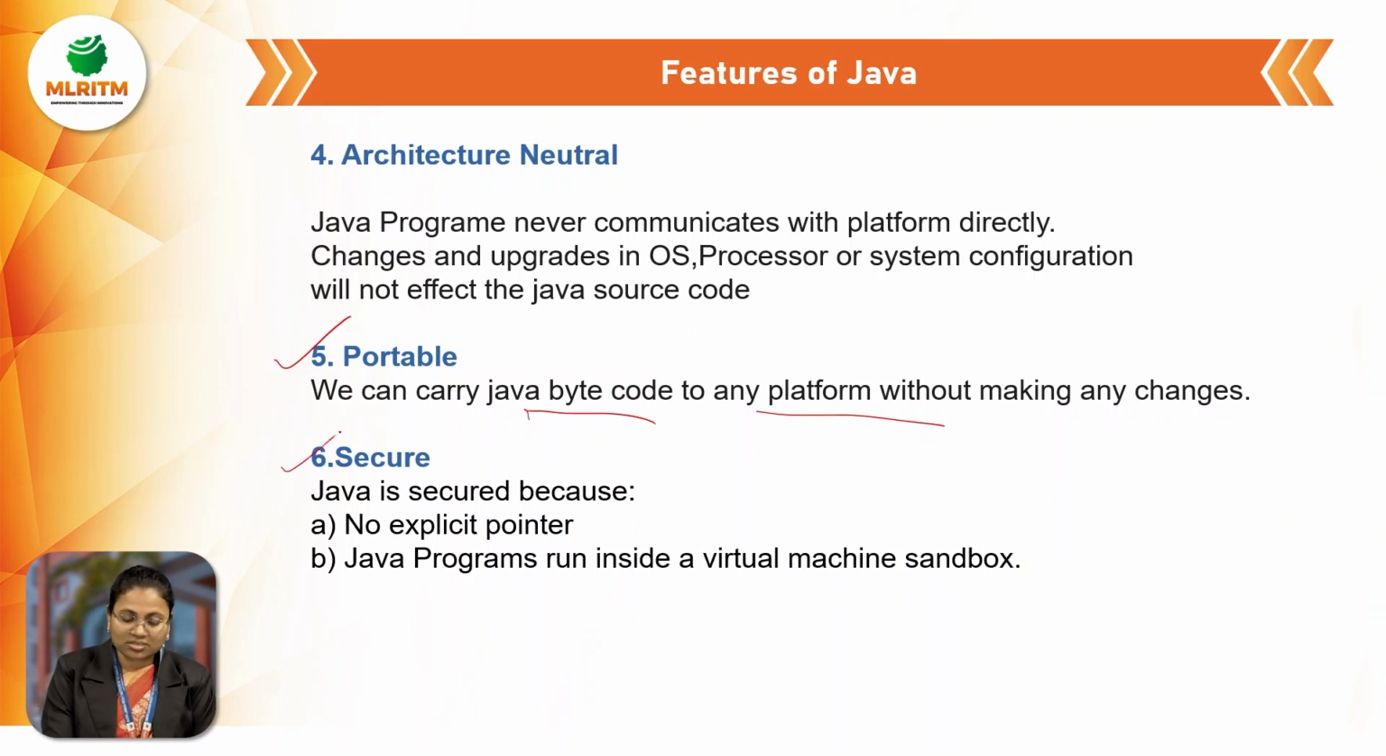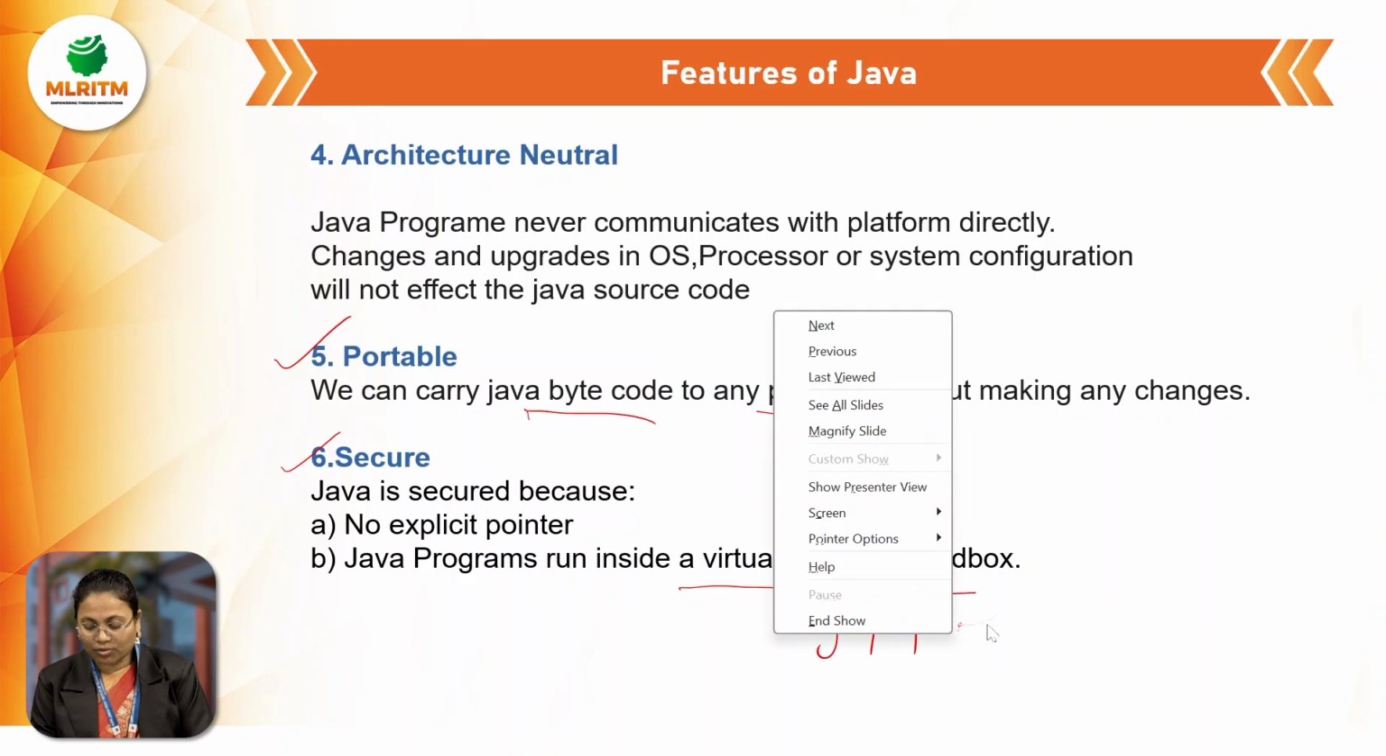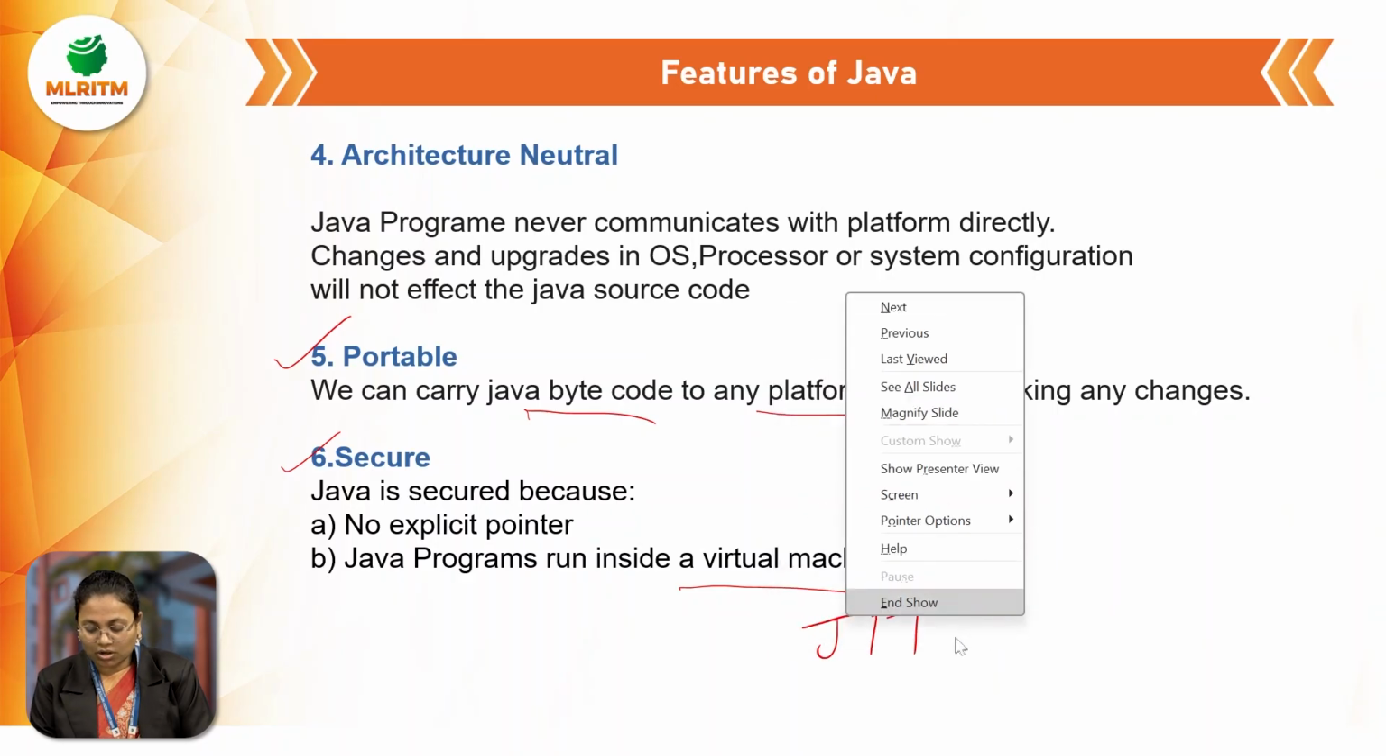Next, Java is secure. So why is Java secure? Because there are no explicit pointers, and inside the Java virtual machine, we have a JIT compiler. The JIT compiler provides security to our bytecode.